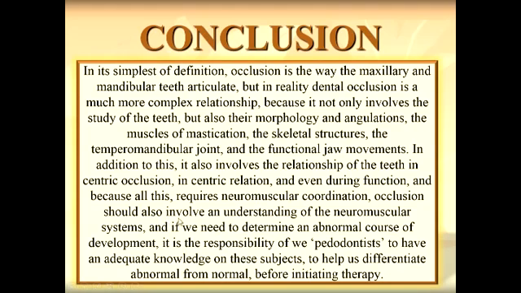Occlusion should also involve understanding of the neuromuscular system. The neuromuscular system is very important during orthodontic treatment, and when using myofunctional appliances. The myofunctional appliances, such as the bionator and the activator, work by elimination or activation, and different styles of occlusion have a role.